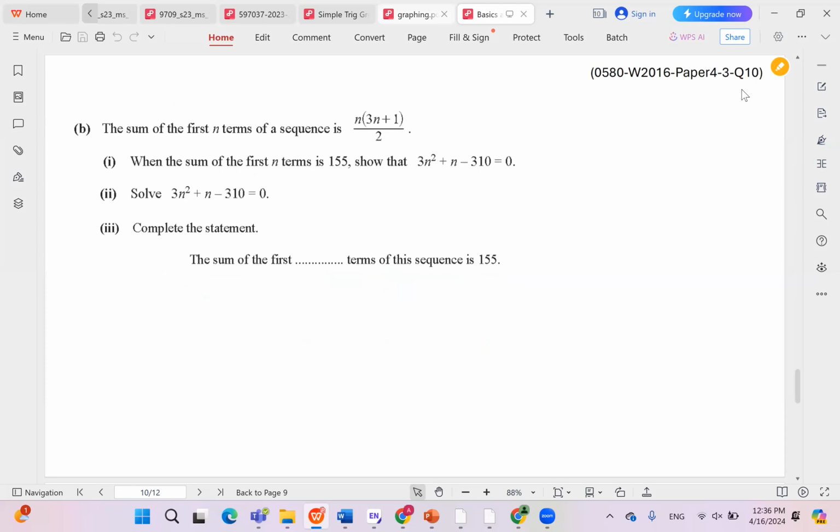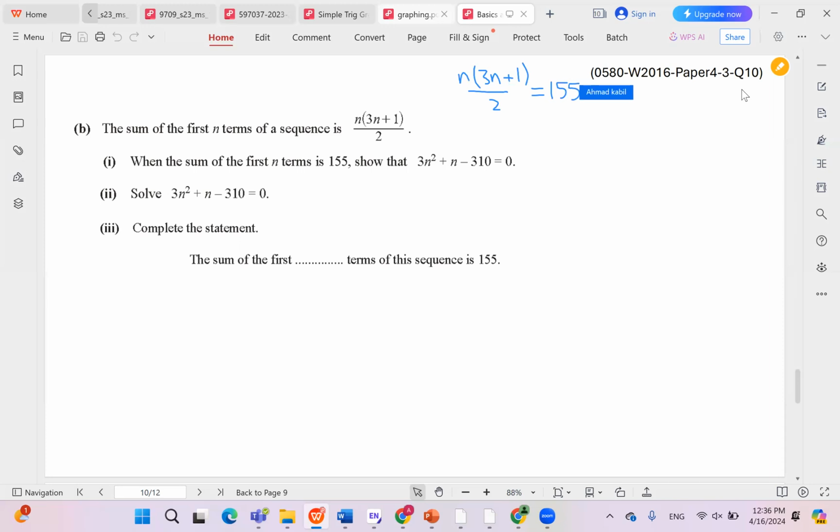The sum of the first n terms of a sequence is n times 3n plus 1 over 2. When the sum of the first n terms is 155, show that the following quadratic equation applies. So we want to equate the sum to 155, and we want to solve for n. So we have n times 3n plus 1 over 2 equals 155.